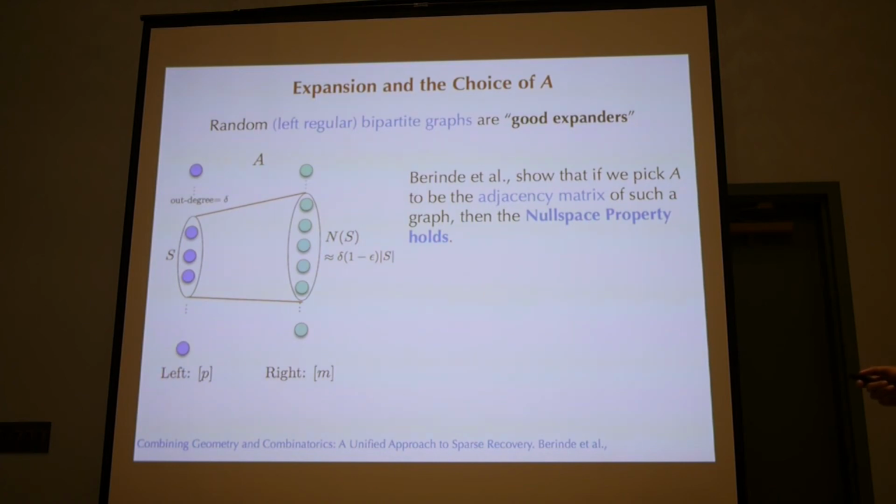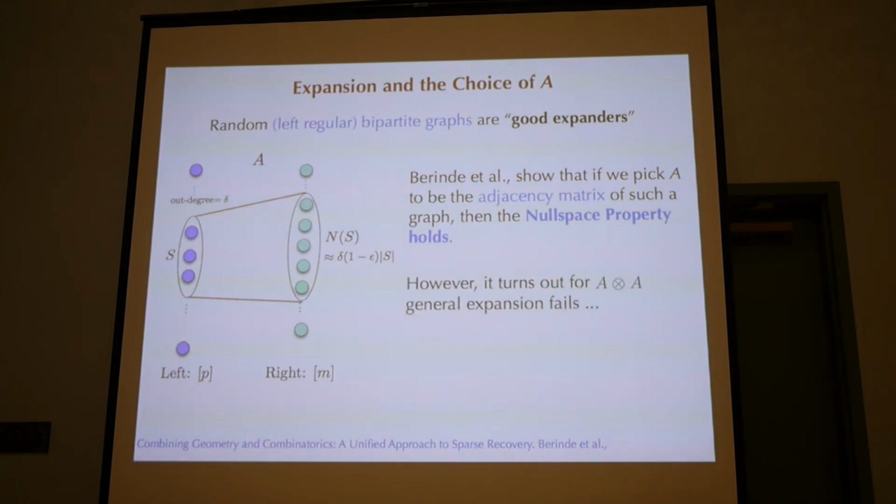And what they also show is that expansion for these kinds of graphs is equivalent to the so-called null space property, which is what compressed sensing people use to prove that their algorithms work. The null space property is known to be equivalent to what you want: if you want to recover sparse vectors, then the null space property needs to hold. And they show that this particular thing holds.